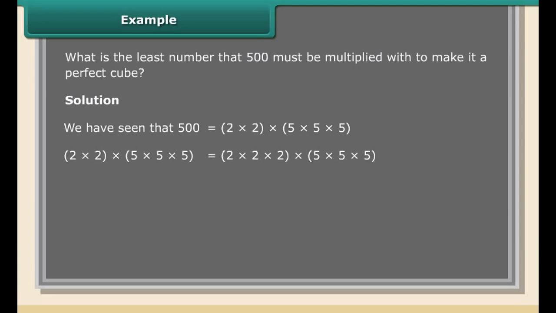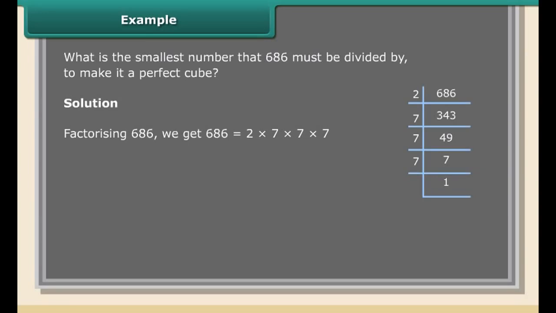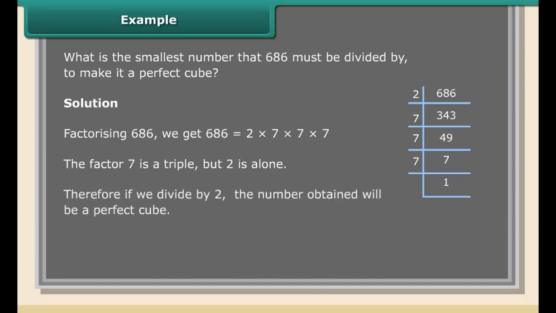Example: what is the least number that 500 must be multiplied with to make it a perfect cube? Solution: we have seen that 500 is equal to 2 into 2 into 5 into 5 into 5, which is equal to 2 into 2 into 2 into 5 into 5 into 5, which is equal to 2 cube into 5 cube. Hence, to make the factors into a product of triples of equal factors, 500 should be multiplied by 2.